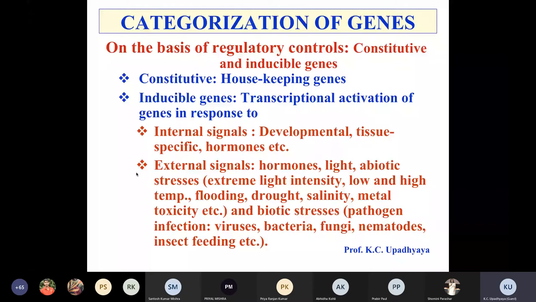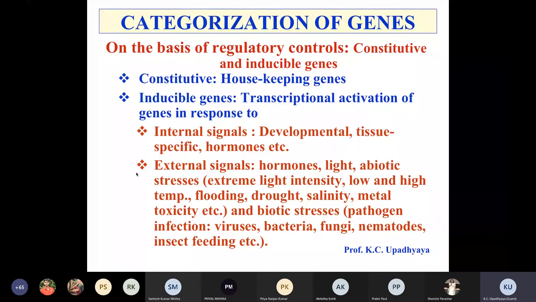Under conditions of development, you have tissues: fetal tissue, developmental tissue, or tissue-specific. You have muscle tissue, nerve tissue, hair tissue. So there are certain genes which are active only in those tissues, and there are certain categories of genes active under hormones. In hormones, of course, in development, there is the correlation.